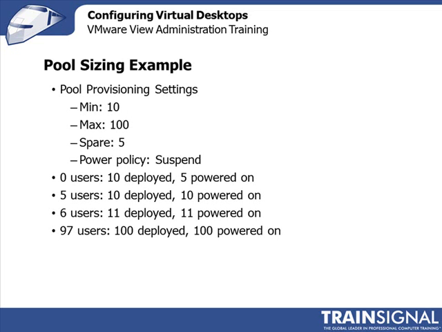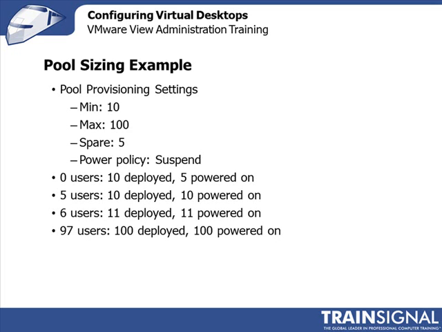So let's say we have a minimum of 10 desktops, a maximum of 100, and a spare of 5, with a power policy that will suspend any virtual machines that are not currently needed. When no users are connected, you'll have 10 virtual machines that are deployed, 5 of which will be powered on, and the remaining 5 will be suspended. So the number deployed is determined by the minimum, and the 5 that are powered on are determined by our spare setting.